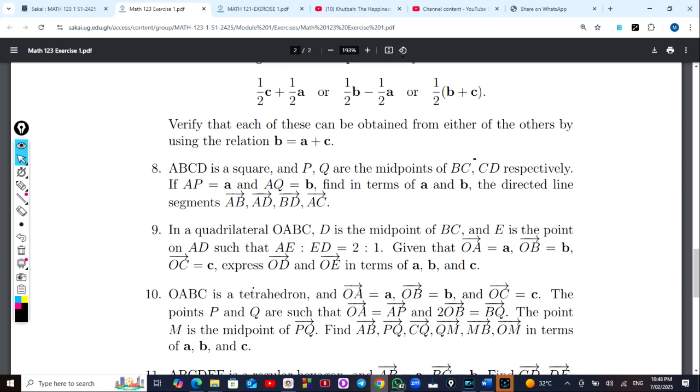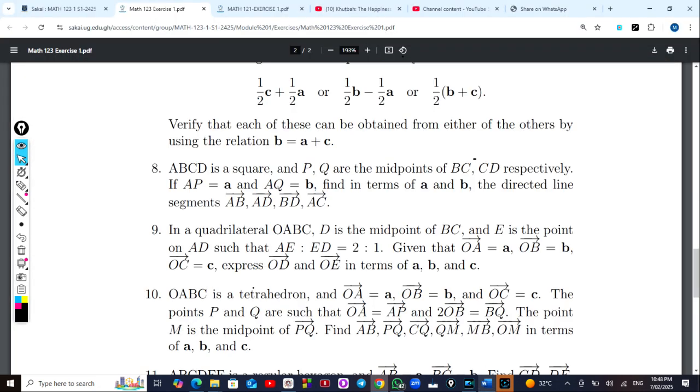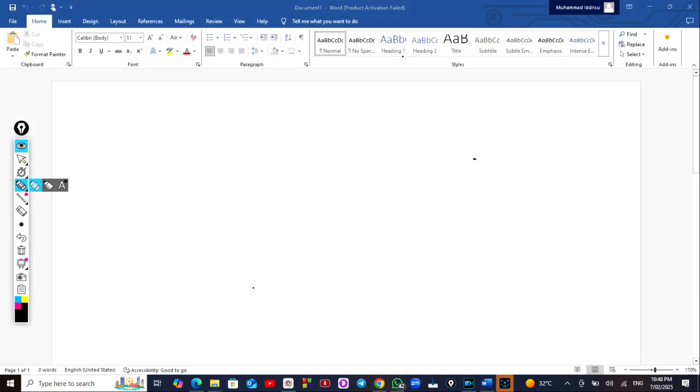into the solution. Okay, the question is that ABCD is a square. Let me be drawing it small as I read. So let's draw the square. Okay, so something like this.